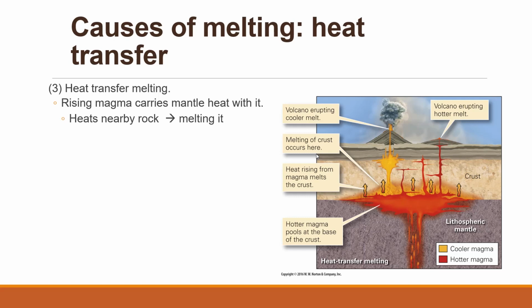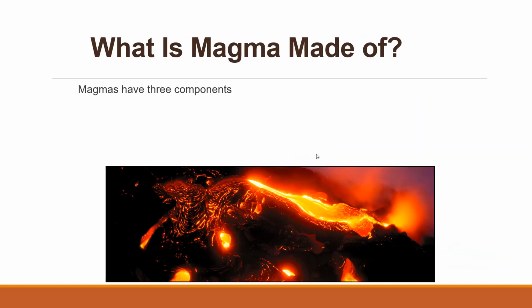We can also have heat transfer, so we just heat things up. Rising magma will carry mantle heat with it. It will heat the nearby rock, melting it and incorporating it into the magma. It also happens at hotspots.